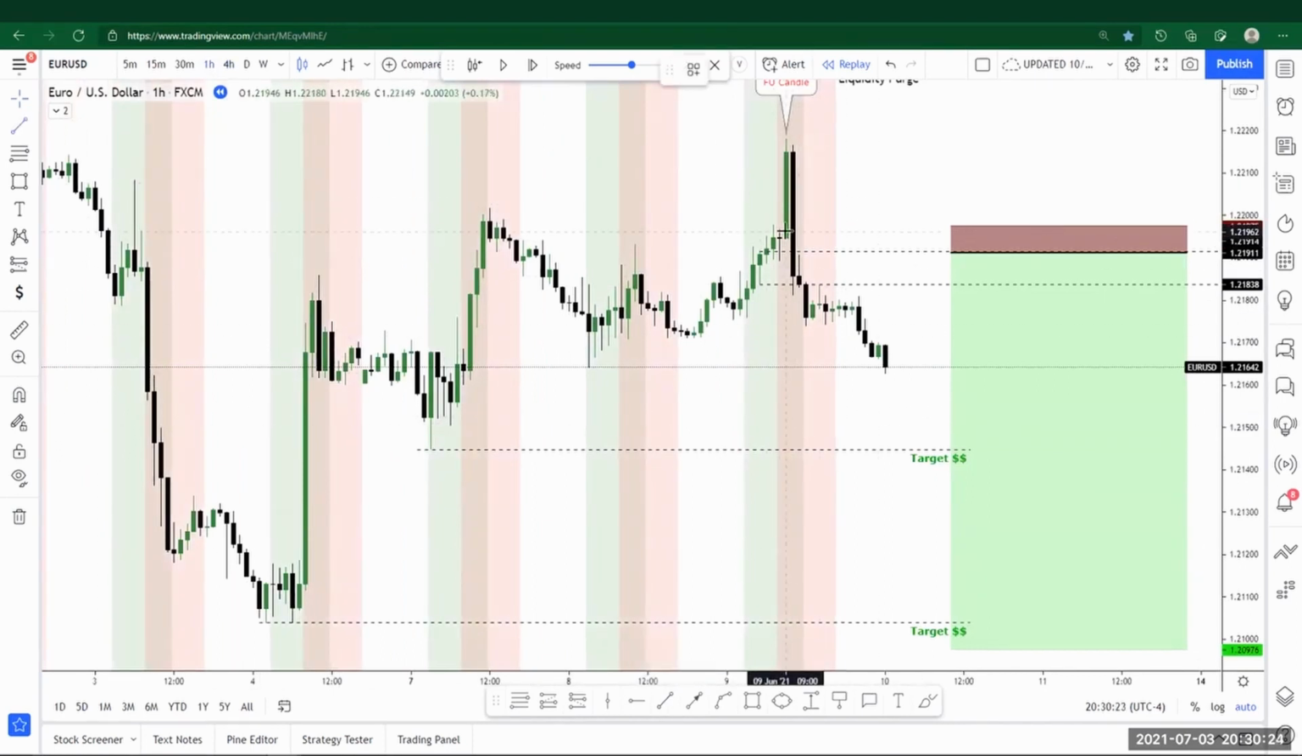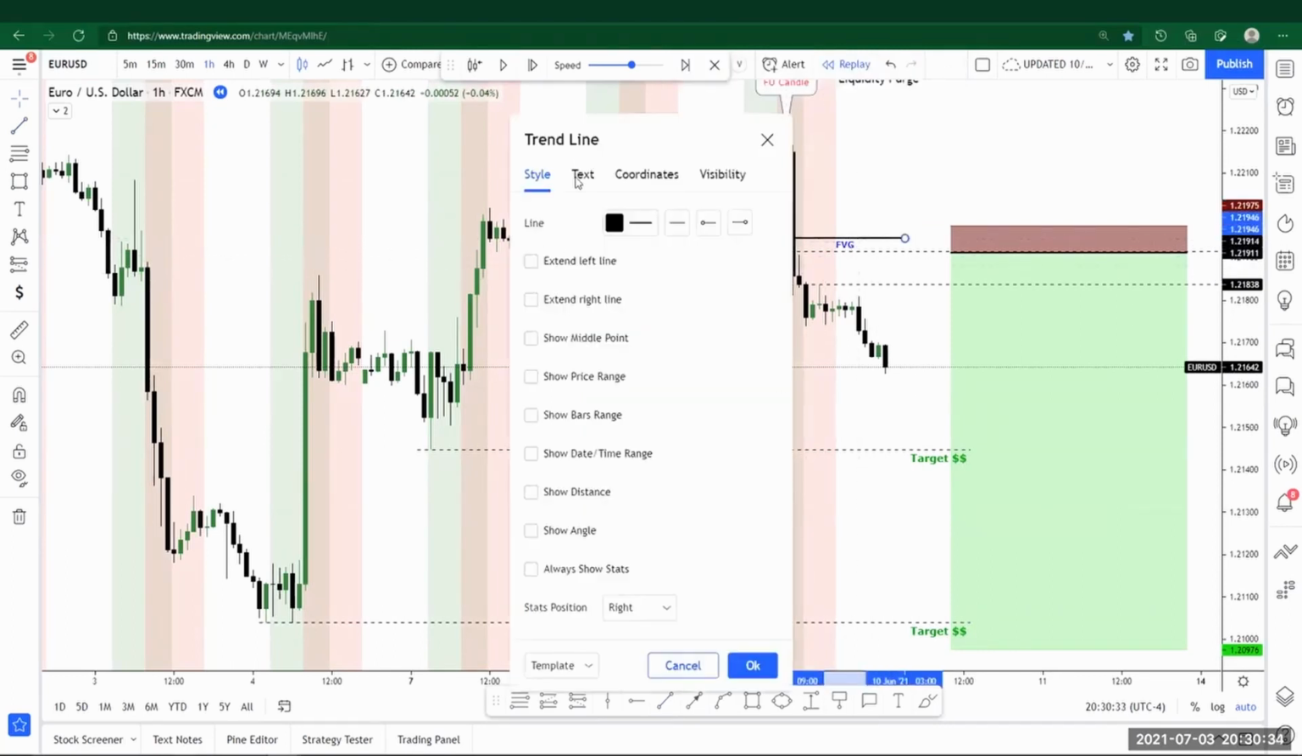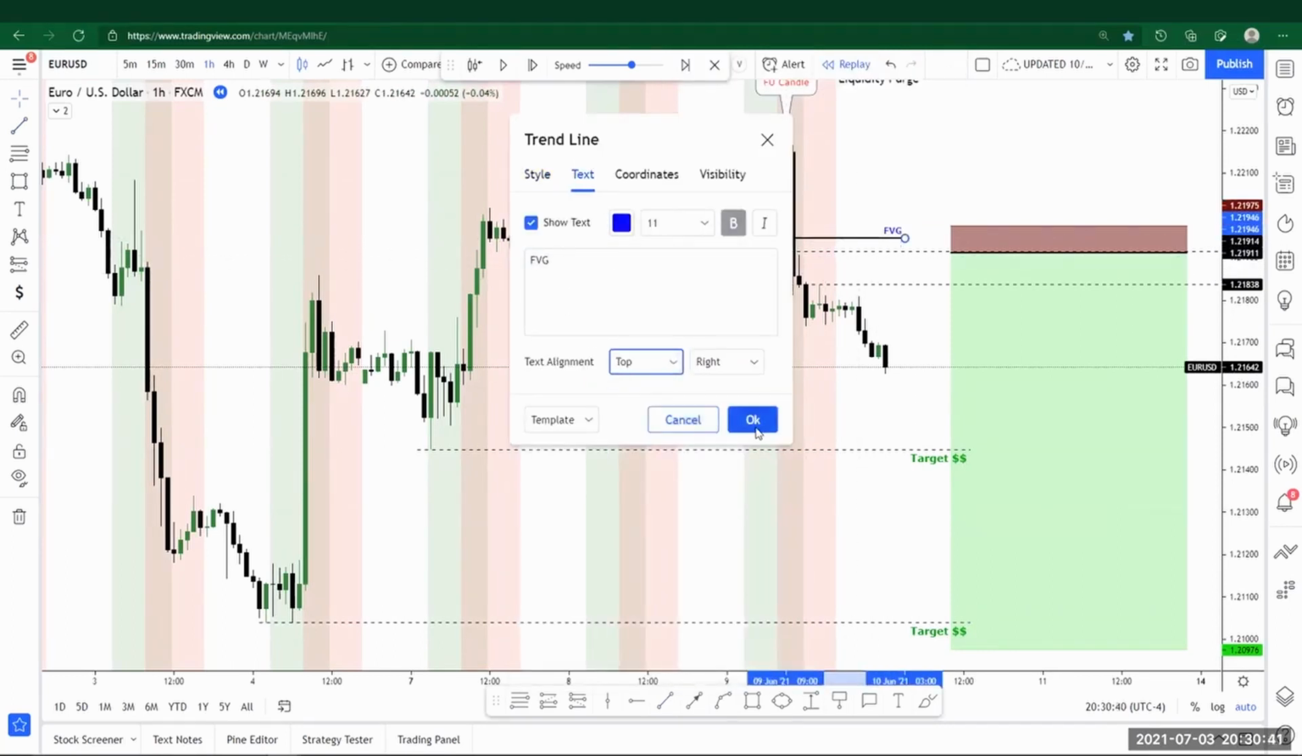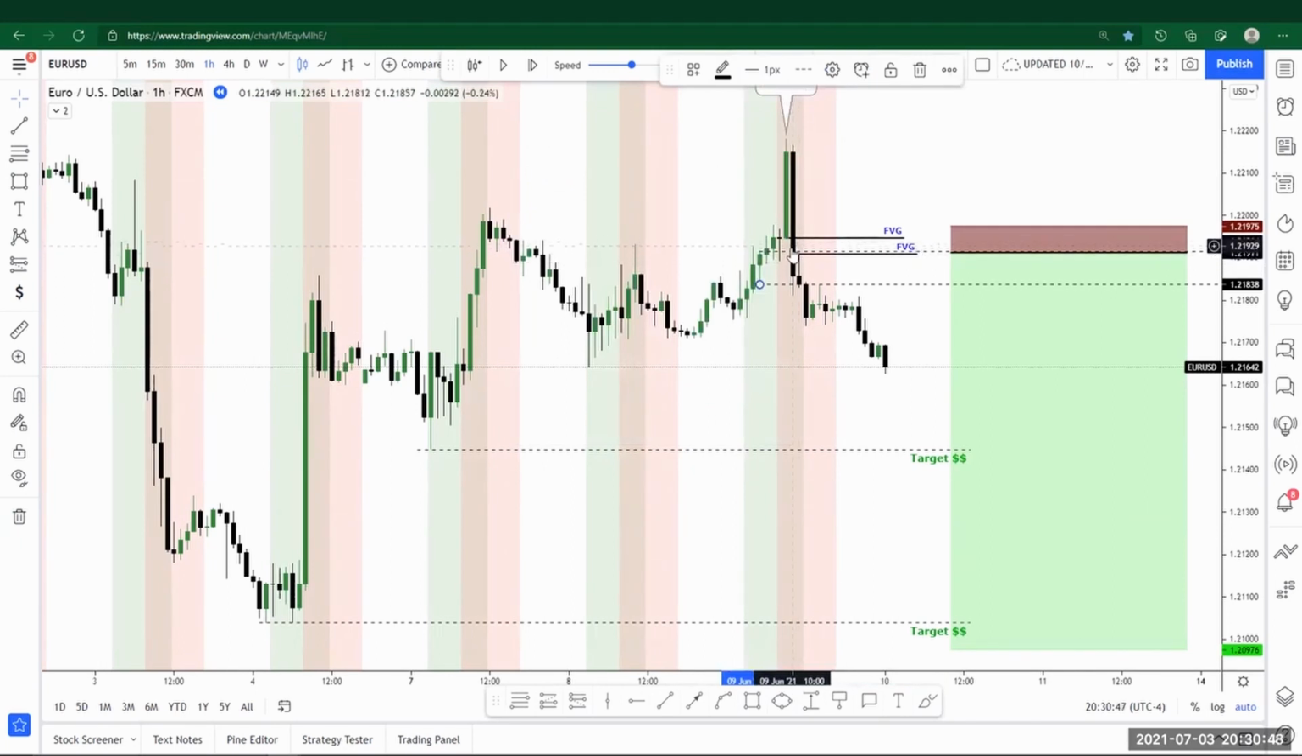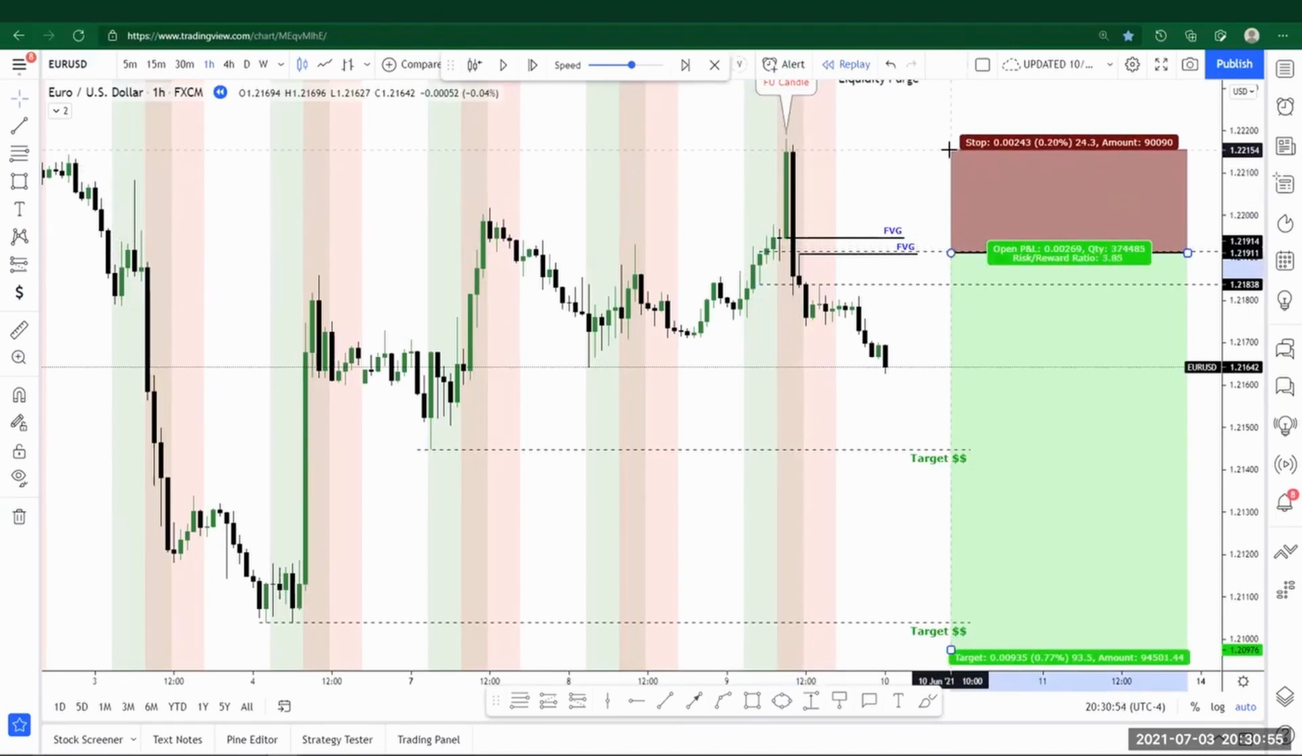Okay, this is a fair value gap. It's a fair value gap from that low. Let me switch this up a little bit. Put that right at the top. There's your fair value gap. This gap in price action should be revisited. So you want to pay attention to things like that.